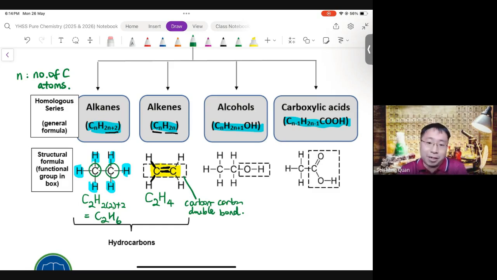Okay? Now, the carbon-carbon double bond is special. Whenever you see a carbon-carbon double bond, we say the molecule or the compound is unsaturated. Unsaturated means there is a carbon-carbon double bond present in the molecule. So alkenes are unsaturated. Now, it must be a carbon-carbon double bond, cannot be some other double bond. Must be carbon-carbon double bond.